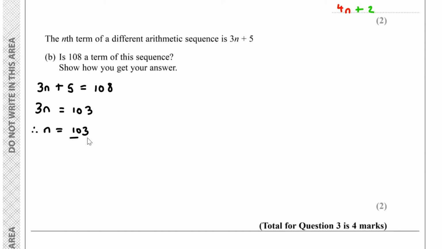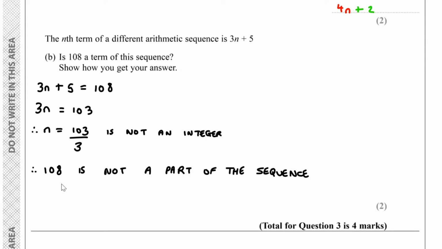of course we can't simplify this any further, so n equaling 103 over 3 is not an integer, and because it's not an integer, we can conclude 108 is not part of the sequence.